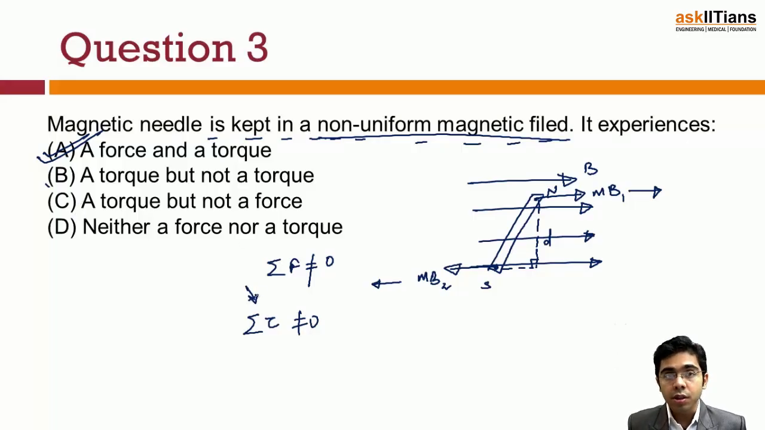If torque is non-zero for the uniform magnetic field, then how could it be 0 for the non-uniform magnetic field? So in this case also torque should be non-zero, and option A should be correct. Now let's proceed towards the next question.